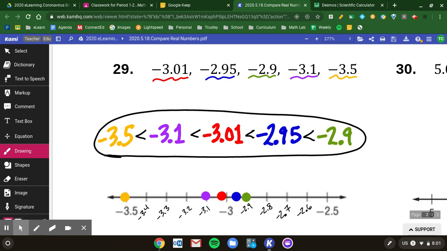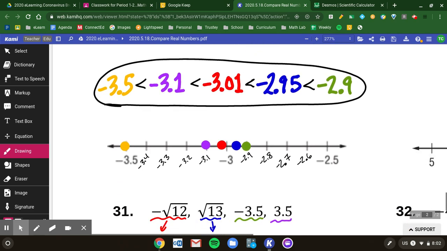Now remember, the smaller or lesser amounts are going to be farther away from 0 in the negatives. Therefore, orange, -3 and 5/10 is the least. Next up is -3 and 1/10, and then -3 and 1/100ths. Then comes blue, -2 and 95 hundredths. Then comes green, -2 and 9/10. Beware of the negatives. One last problem, on to number 31.